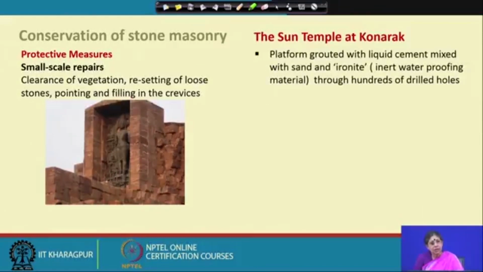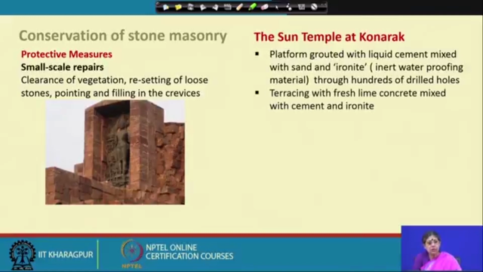Then some other measures were also taken. The platform was grouted with liquid cement. We talked about grouting when we talked about consolidation. The grouting was done with liquid cement mixed with sand and ironite. Ironite is an inert waterproofing material, applied through hundreds of drilled holes in the surface, to give strength to the terracing, because there is no water accumulation and terracing was required. Terracing was done with fresh lime concrete mixed with cement and ironite, and rusted iron clamps were replaced with copper ones.